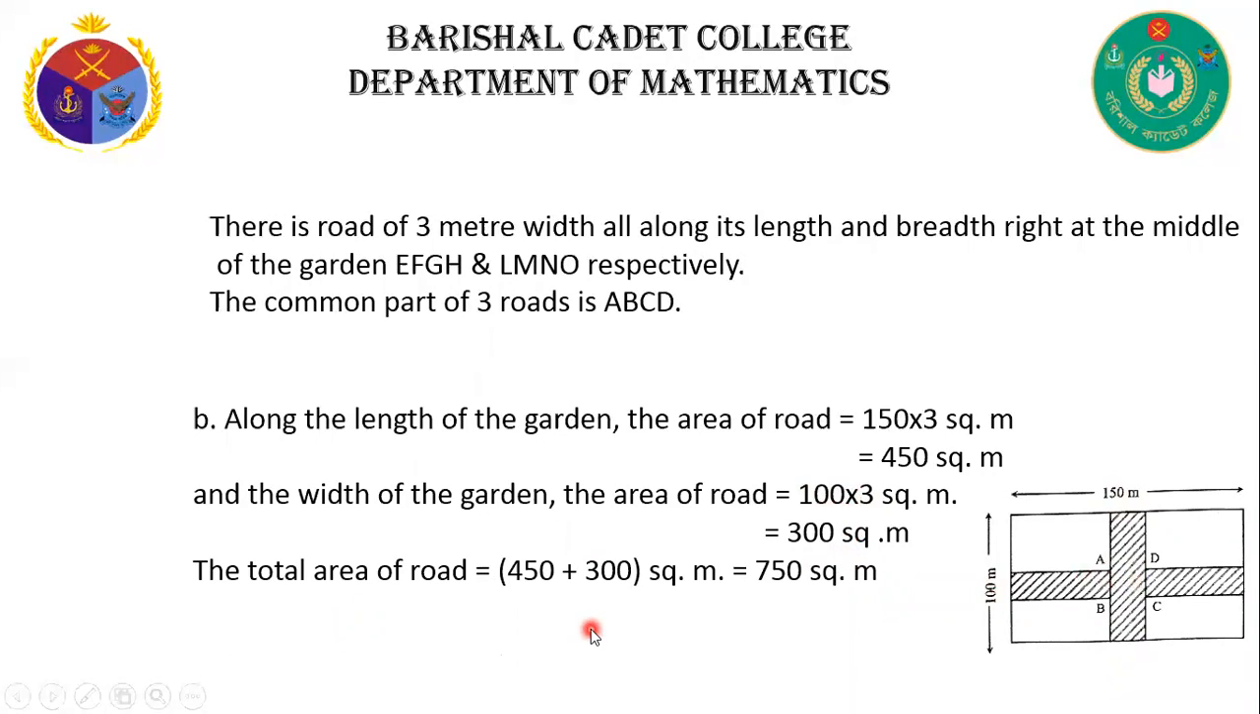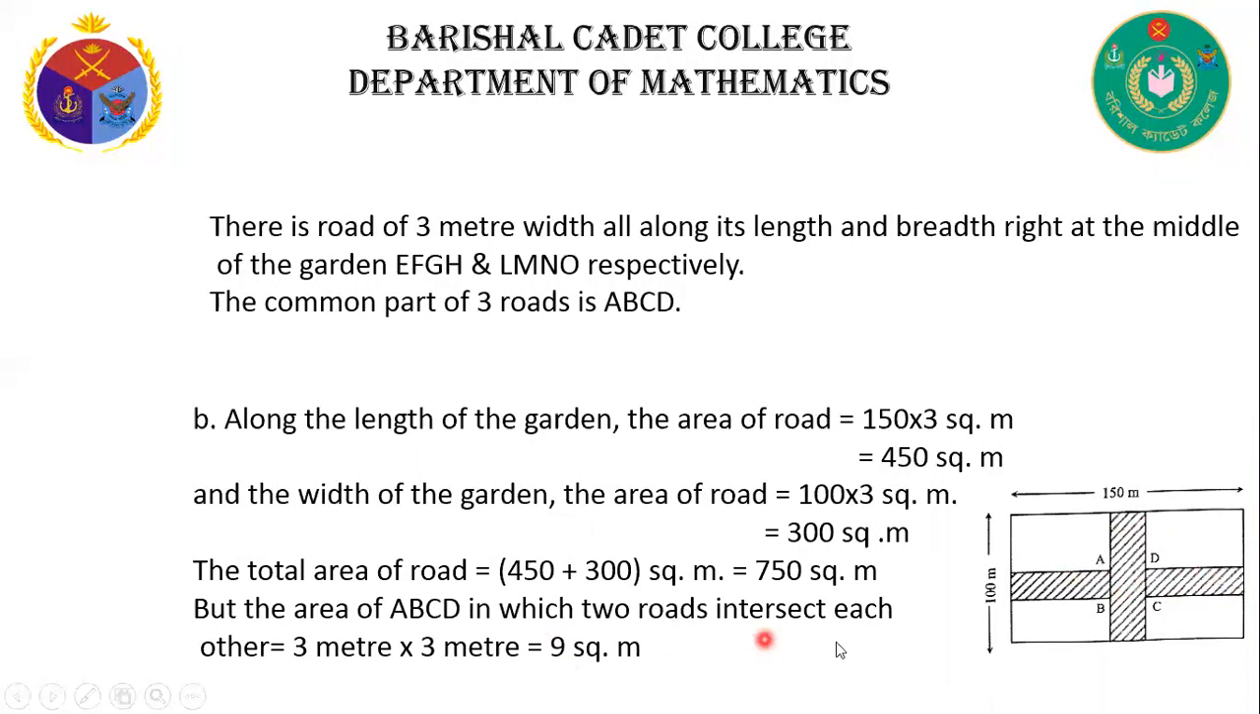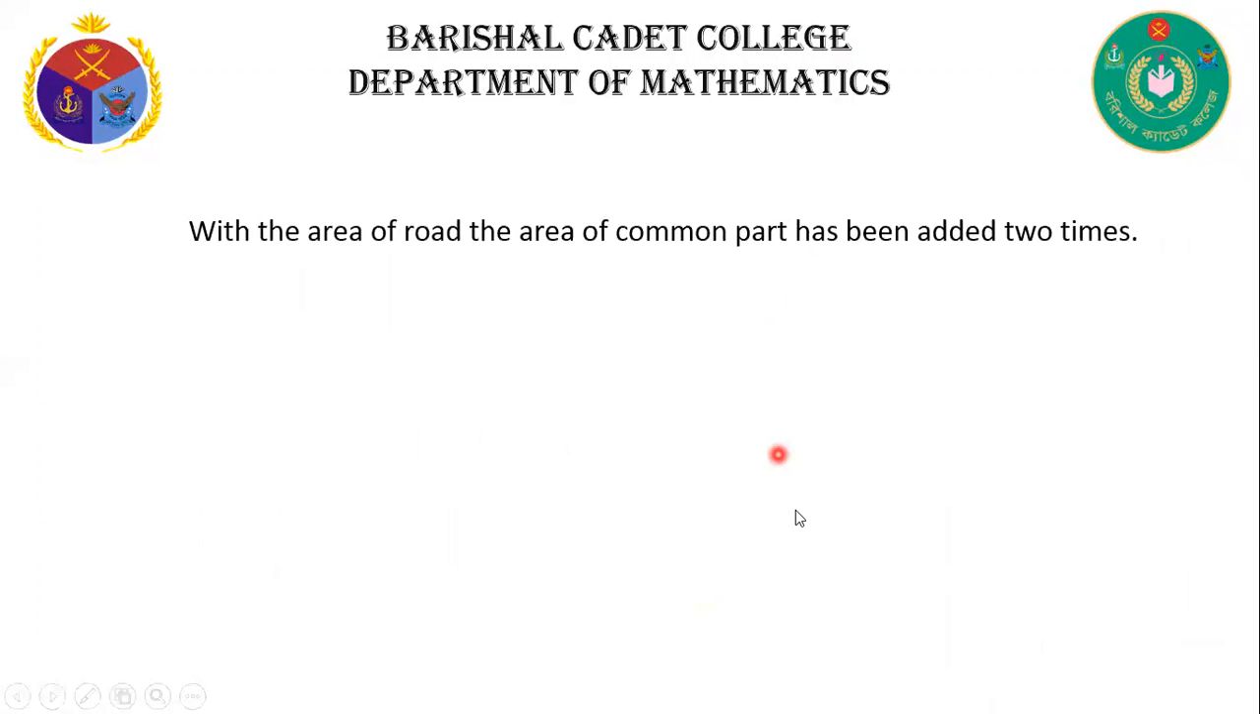Now the total area of the road, that means this part and this part, is 450 plus 300, that means 750. But this portion is common to these two roads. That's why the area of this portion is 3 into 3, that means 9 square meter. So the area of the common part has been added 2 times. That's why we write area of the road 750 minus 9, that means 741 square meter. This is our required answer.